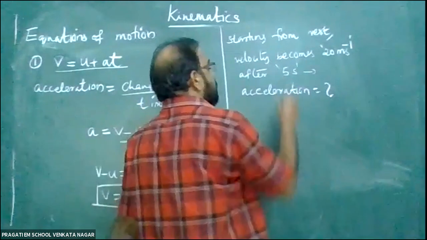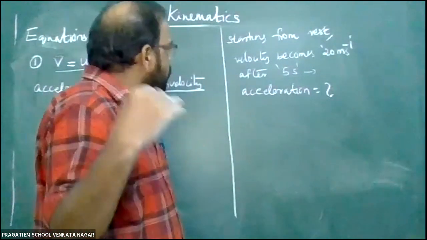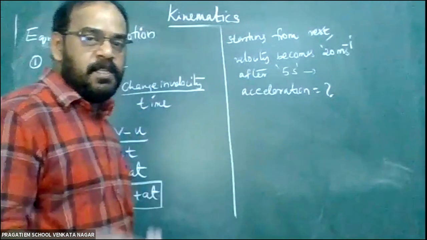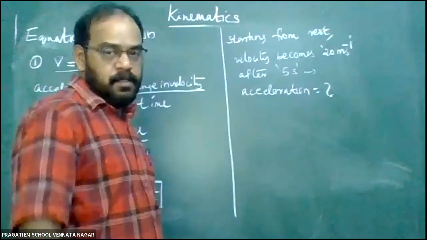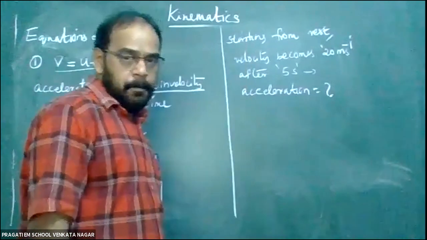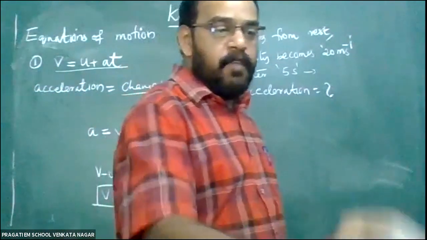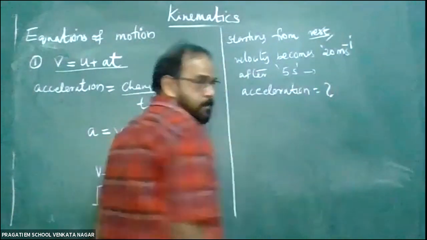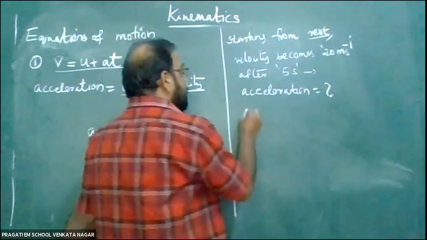So the first problem is to identify what is u, what is v, what is t, and what is a, and write that in your class book. Here I write on the board. Starting from rest. So what is the velocity of the object when we start to observe it? It is at rest. Starting from rest means when we observe, the object is at rest.